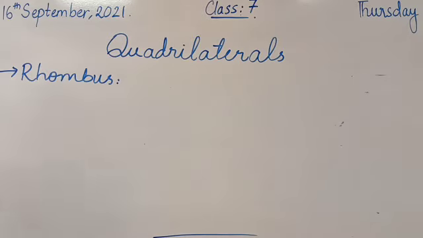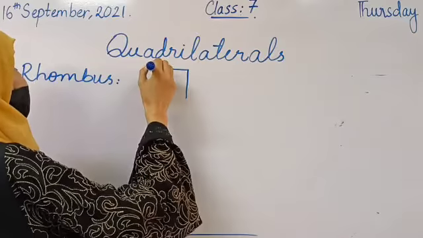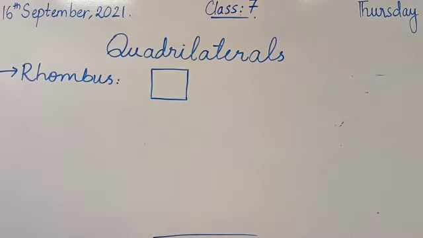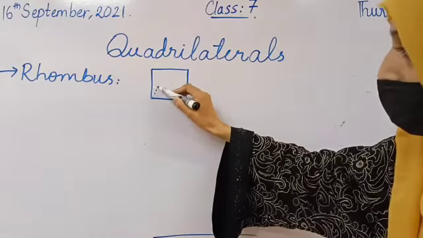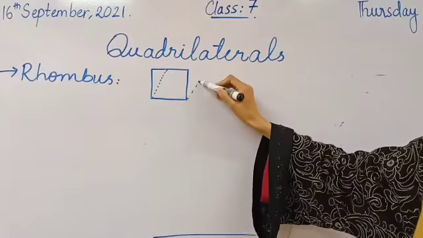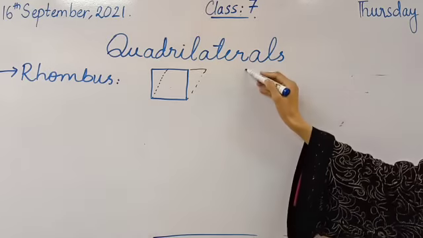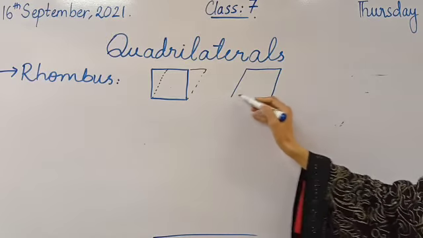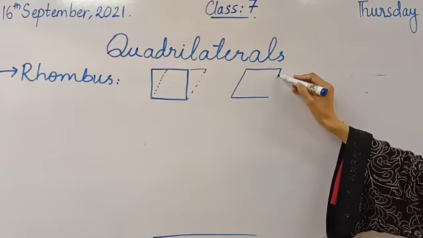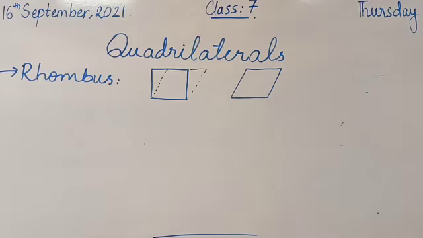We have a shape. This is a square, and our parallelogram is formed after the modification in rectangle, and after the modification in square a rhombus is formed. See this, if we push the upper corner of the square, a rhombus is formed. It looks like this. Sides are equal. This is a rhombus.